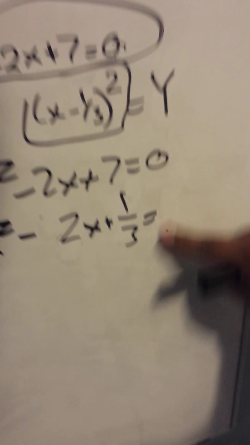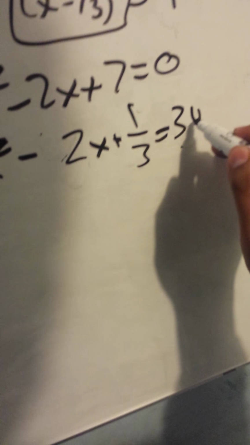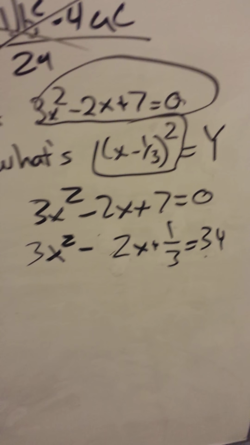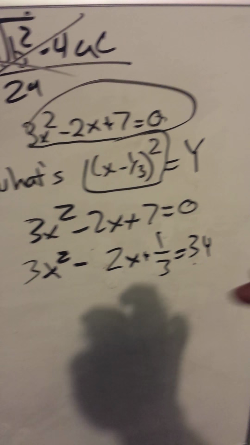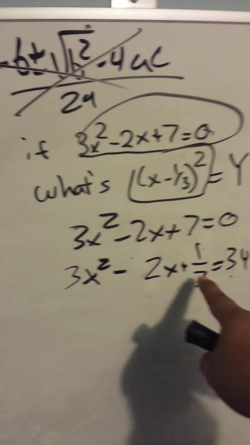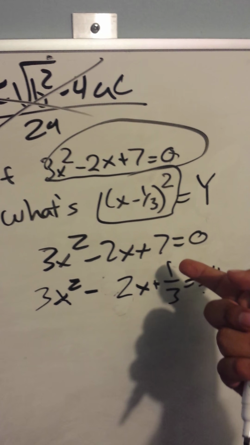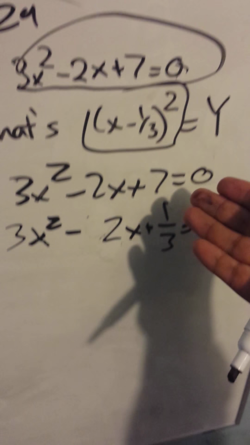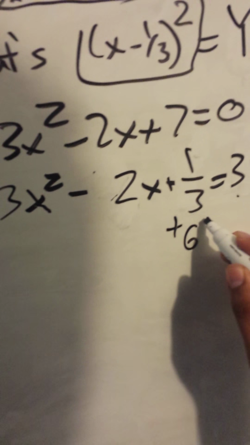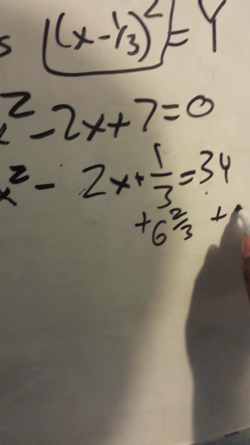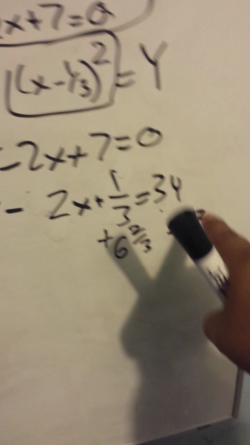So again, this is a long problem. I multiplied this, so I have to multiply my assigned value that I'm looking for, capital Y, by 3 as well. The next thing is I'm trying to make this bottom part look exactly like this top part. So what is this 1/3 missing to get to 7? Well, 6 2/3, because 6 2/3 plus 1/3 is going to get me to 7. So what I did is I added 6 2/3 to this side, so I have to add it to this side too.